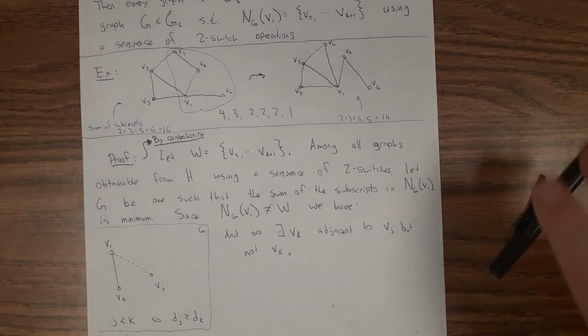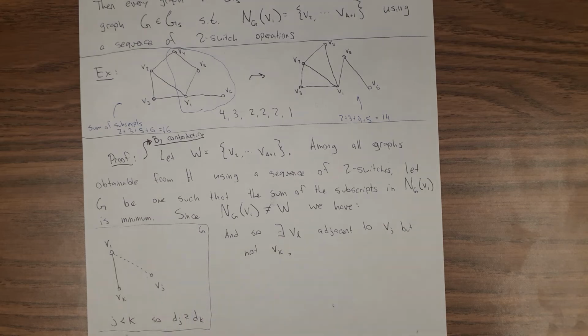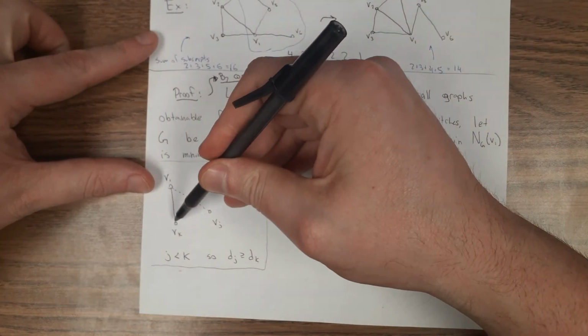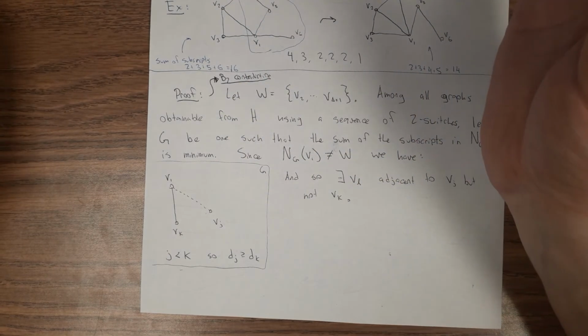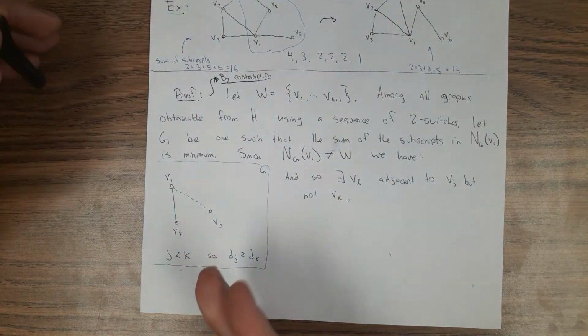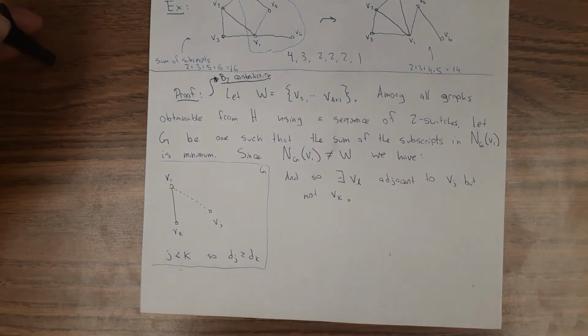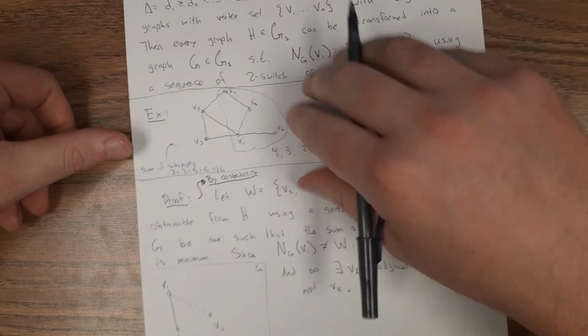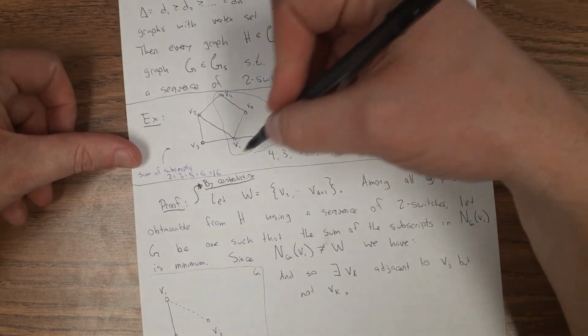So what does this look like? Here, I drew a picture. The neighbors of V1 are not in a consecutive block starting at V2. What does that mean? That means that there's a gap. They're not in a consecutive block starting at V2. In other words, this is going back to the example.